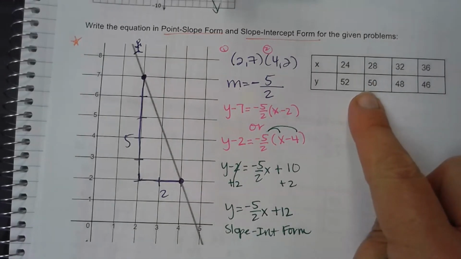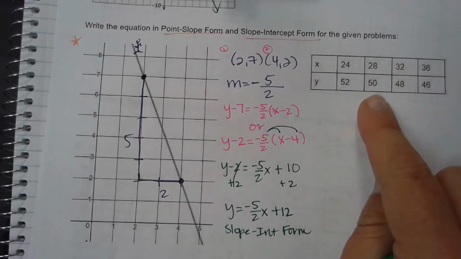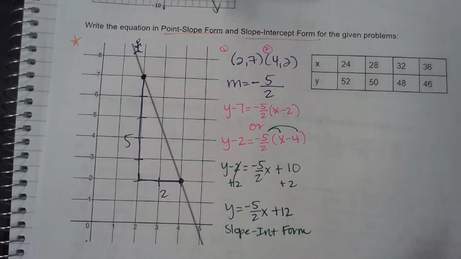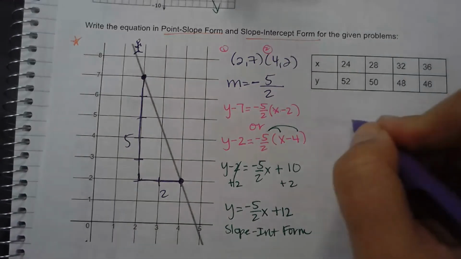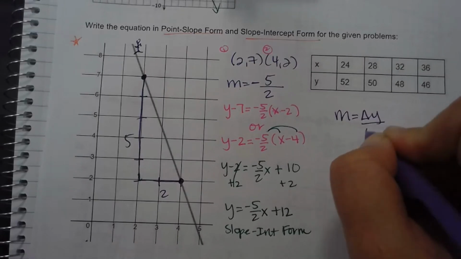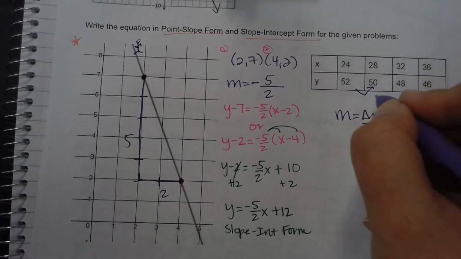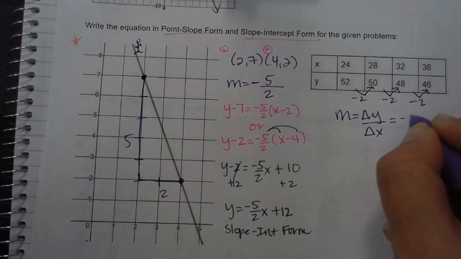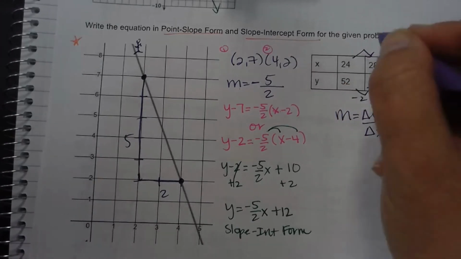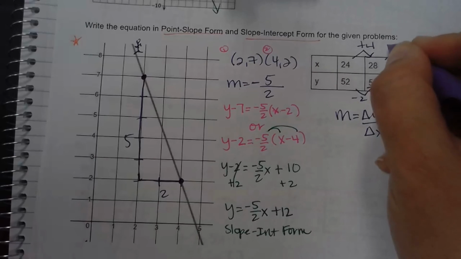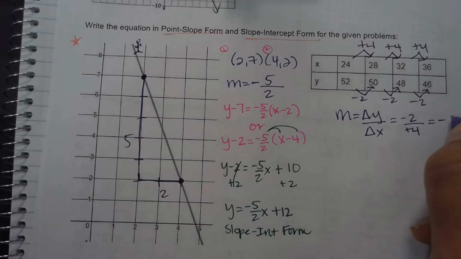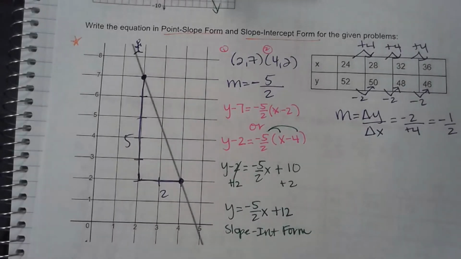All right, next one, same thing. Put it in point-slope form, and then once you get it into point-slope form, you can go straight to slope-intercept form. Go ahead. All right, so first is slope, change in y over the change of x. So my change in y is going down by 2 each time, it looks like. My change of x looks like it's increasing by 4 each time. So negative 2 over positive 4 reduces to negative 1/2.